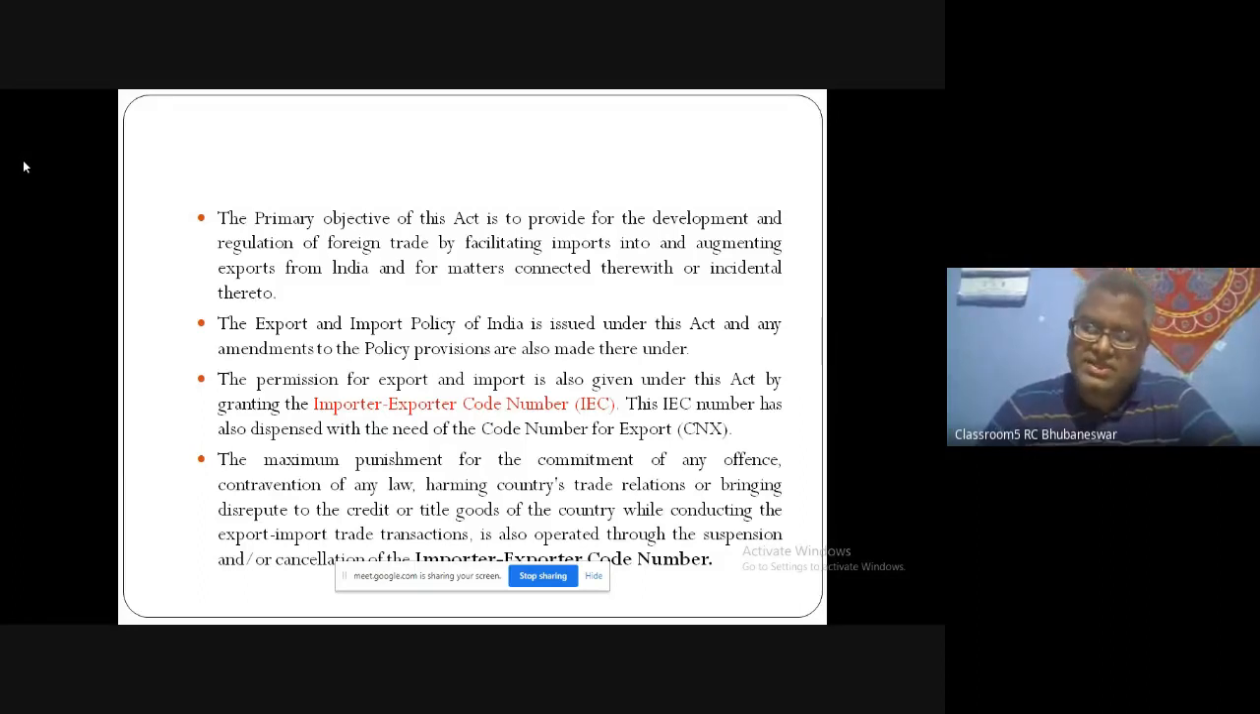or sales tax authorities. So, in my slide, I have pointed out that permission for export and import is also given under this act, granting the IEC, the export import code number, and that code number for exports is called a CNX. It is necessary at the time of export import trading transactions. If there is suspension or cancellation of your transaction, the same importer or exporter code number is necessary.